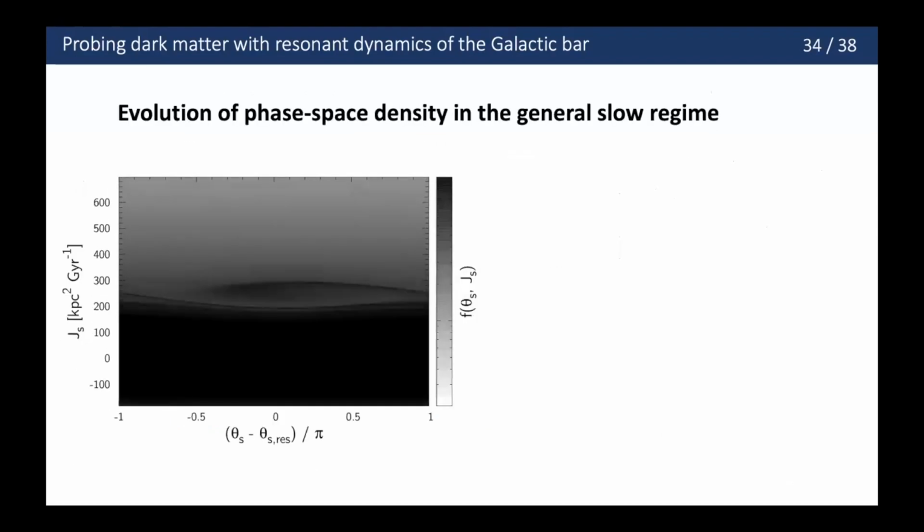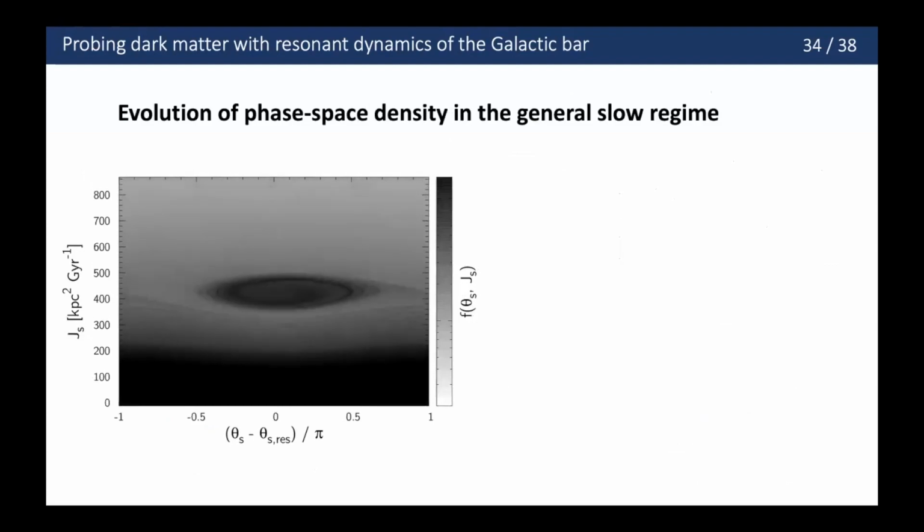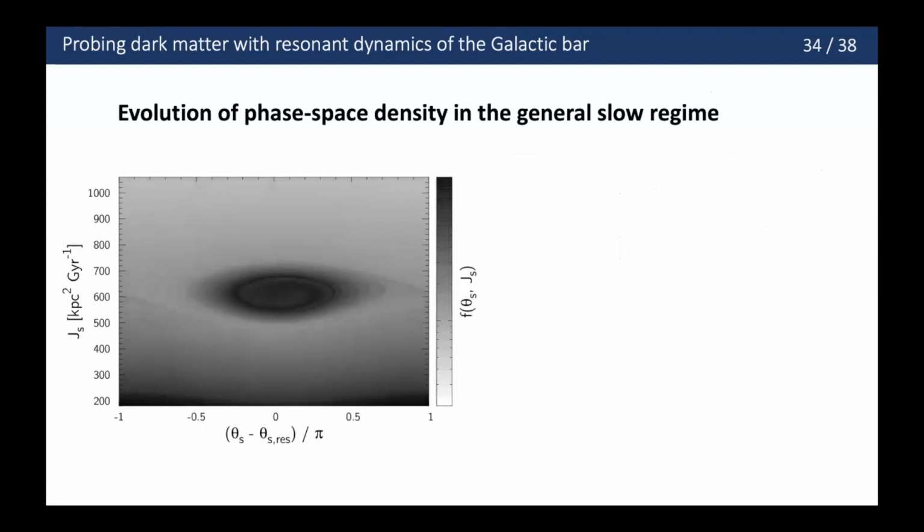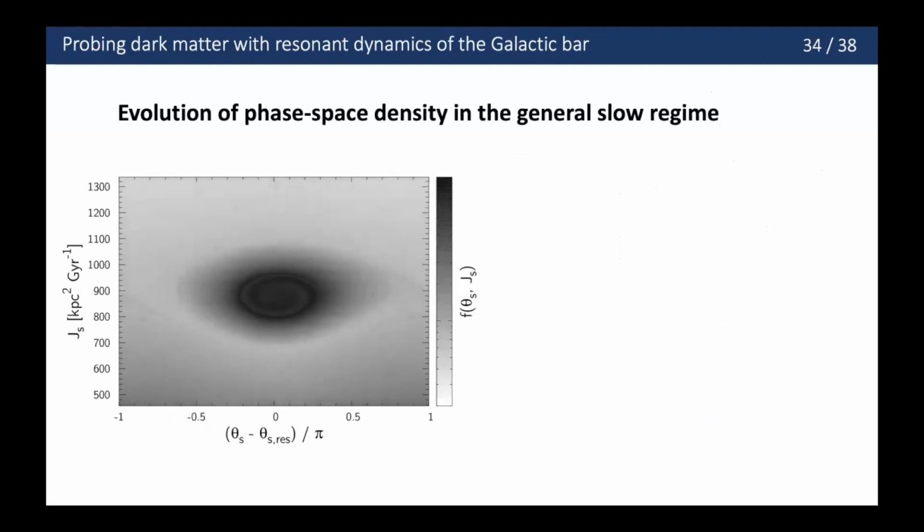Okay, so this is how the phase space density evolves when the resonance is moving up. So you can see again that the resonance is moving, at the same time it's growing and capturing the orbit. But now we can also see that we have this phase space spiral developing as well.